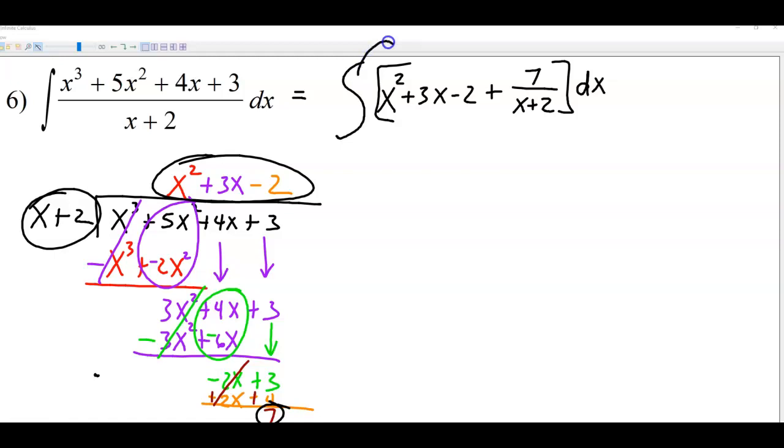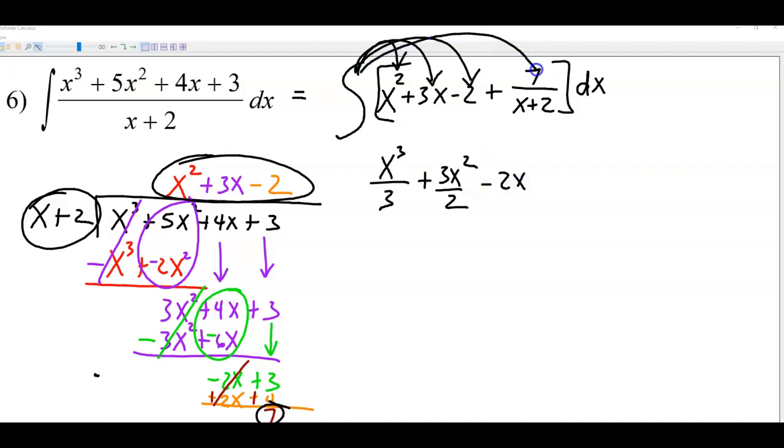So applying the integral here, you would get x cubed over 3. Applying the integral here, you would get 3x squared over 2. And then applying the integral here, you would get minus 2x. Applying the integral here, now you might want to do that separately.